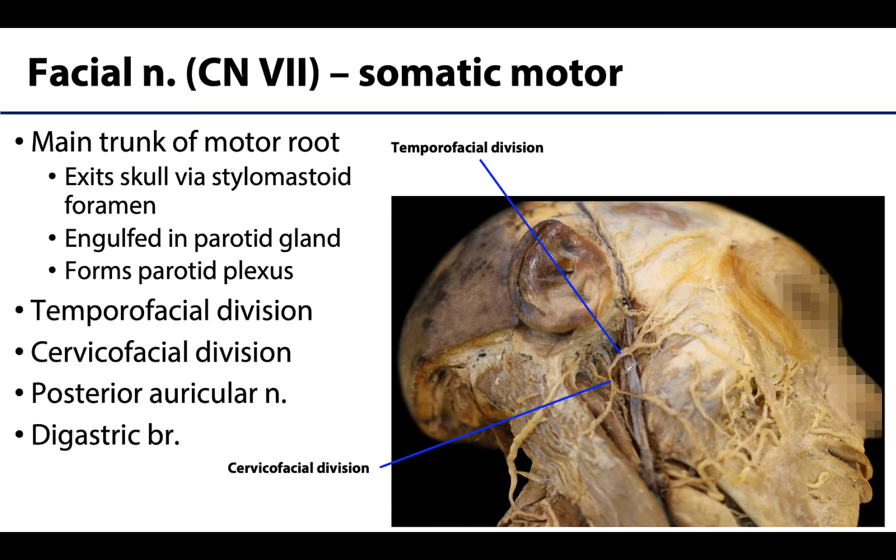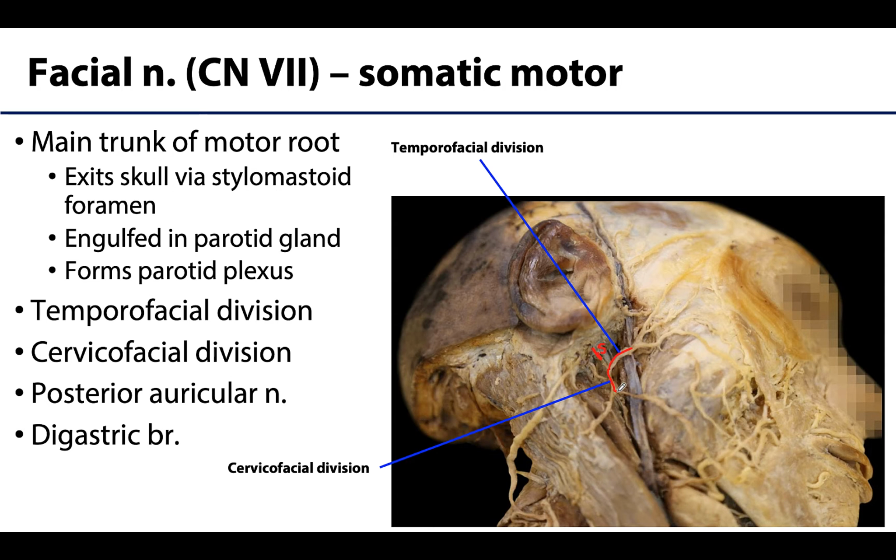I'm going to introduce the facial nerve and its two main motor divisions, but we will dive deeper into those specific branches with Dr. Fox in the face session. So the main trunk of the motor root will exit the skull via the stylomastoid foramen, which is going to be quite deep in this region. You can actually even see a little bit of the styloid process right here. From here, the trunk will split into two main divisions. This will be the temporofacial and the cervicofacial.